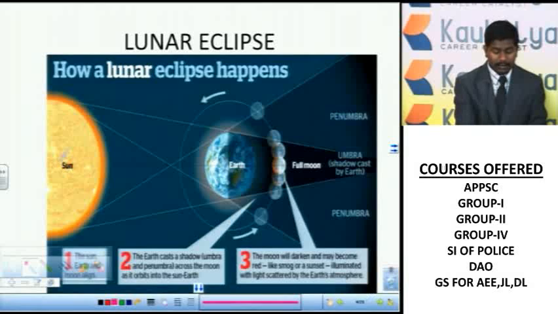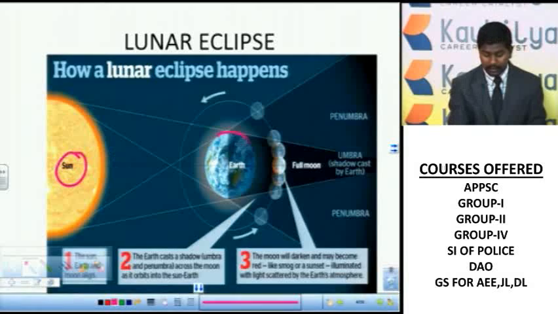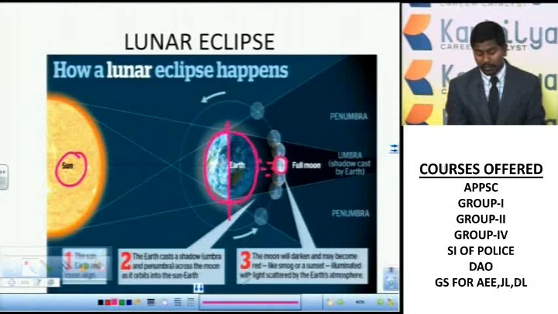In a lunar eclipse, the sun is here and the earth comes in between the moon and the sun, and this is the position of the moon. On this day the sun rays are directly incident on the earth, so this portion of the earth is getting the light and the other half of the earth is in darkness, and the moon comes into the complete shadow formed by the earth. That means the sun, the earth and the moon are in a line.